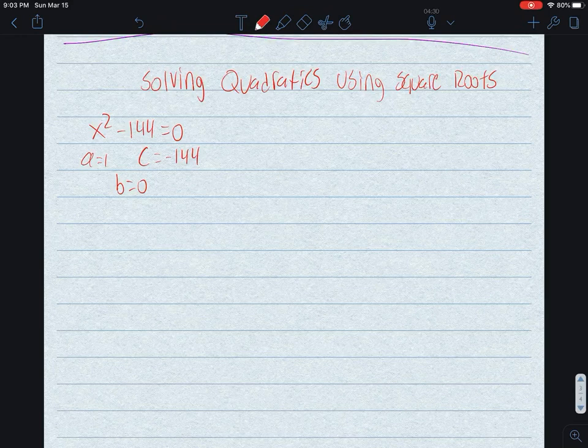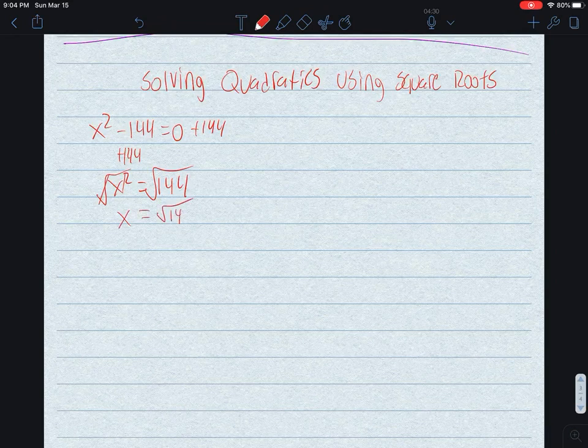You could solve this by factoring the way that I've already taught you, or we can do this very quickly by moving the 144 to the other side. Plus 144, plus 144, x squared equals 144. So if x squared is equal to 144, that means we can square root x, square root 144. The square root and square balance each other out to get that x is equal to the square root of 144.